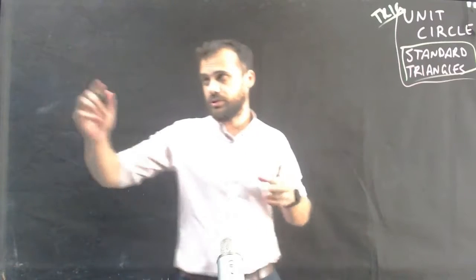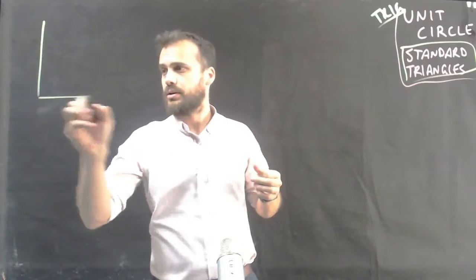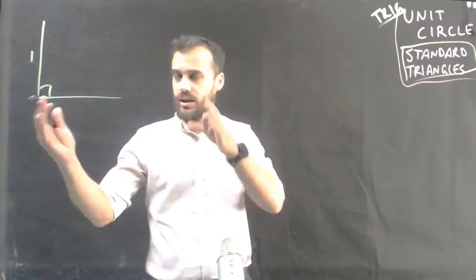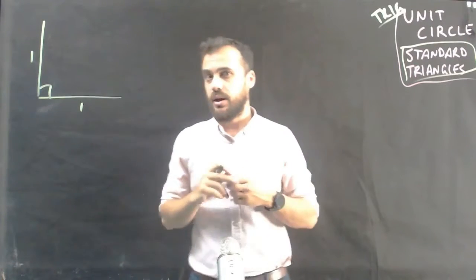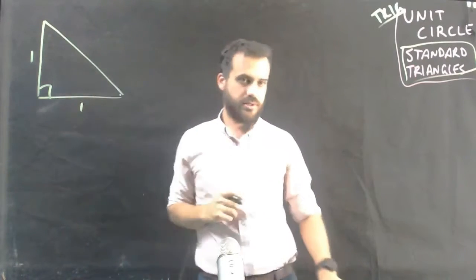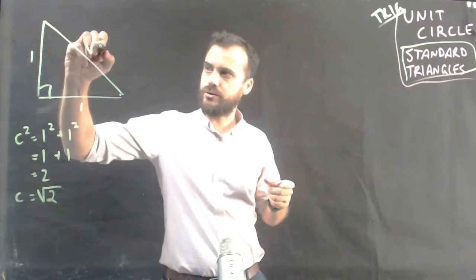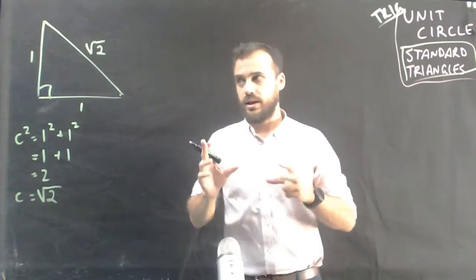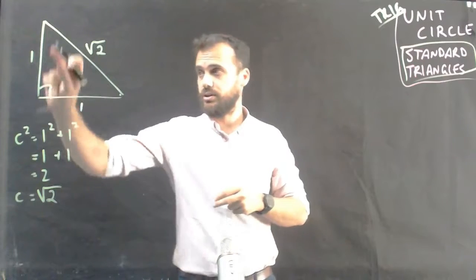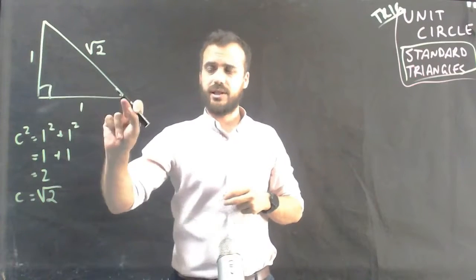Now the first standard triangle is really simple. It's a right angle triangle with a height of 1 and a width of 1. Now if you do a little bit of Pythagoras, you can figure out what the hypotenuse is. Square root 2. Now, if you look at it, you'll notice that it's an isosceles triangle, which means that this length and this length are equal.